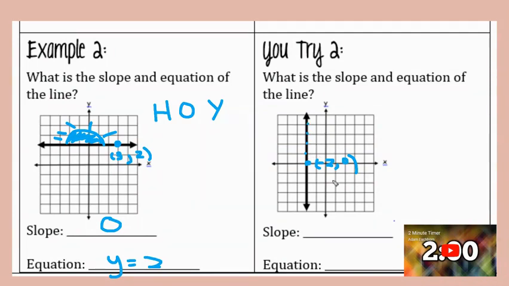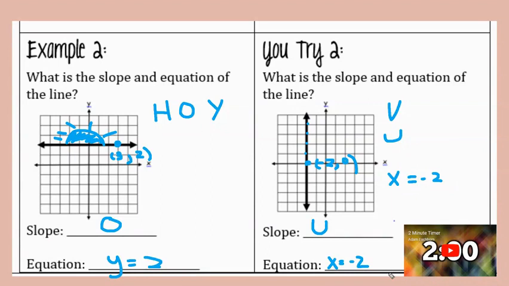We have that repeating x, so that means it has no slope. It's not a function. So this is going to be vertical, undefined slope. So I'm going to put a U for undefined. And my equation is going to be x equals -2. Yay, spear fingers. Okay, so if you guys want to write this down, you can.